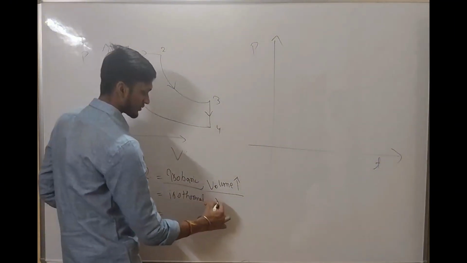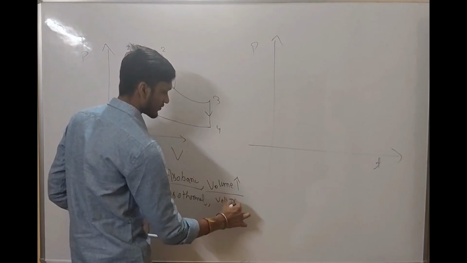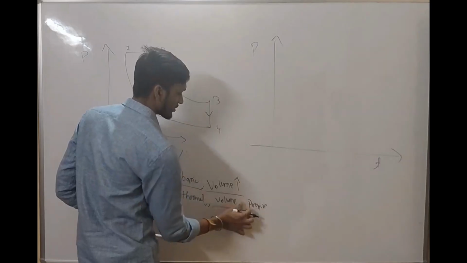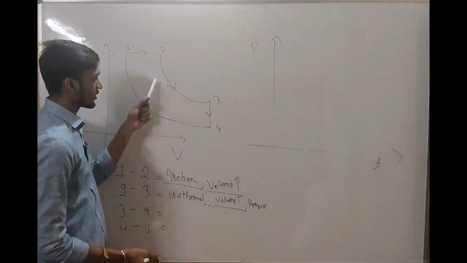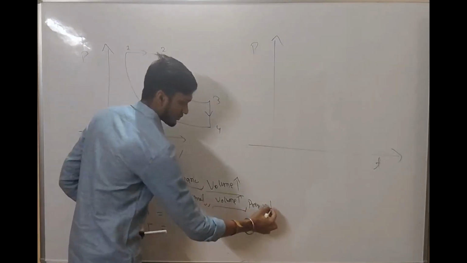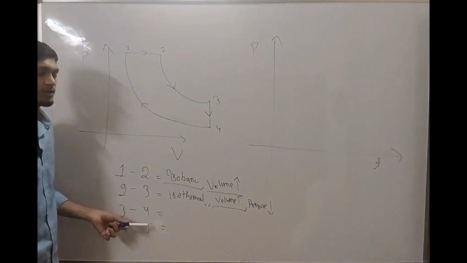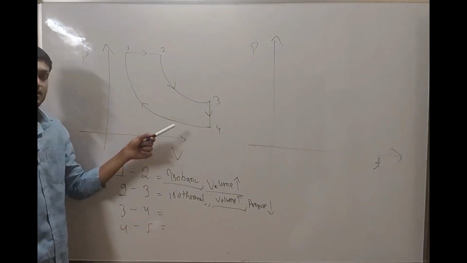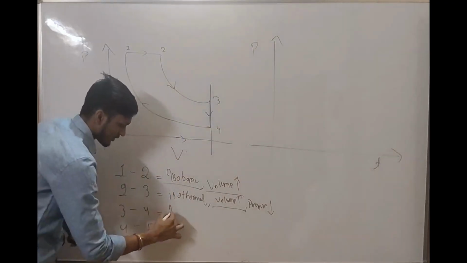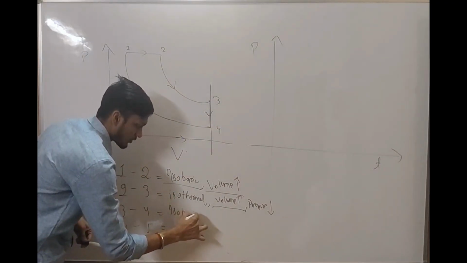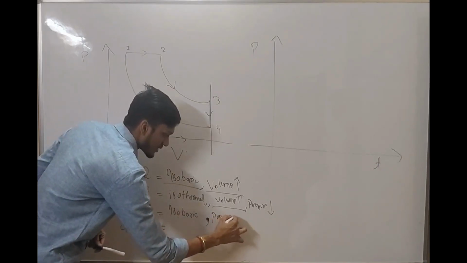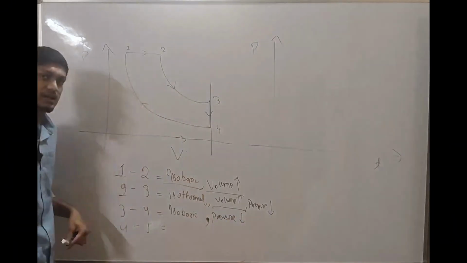Volume is decreasing. Sorry, volume is increasing, as it was lower on the second point and higher on the third point. The volume is increasing, the pressure is decreasing. From 3 to 4, again, if we analyze very carefully, the volume remains constant. So it is an isochoric process. What about pressure? The pressure is decreasing.